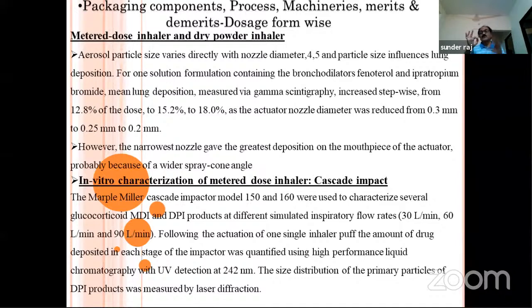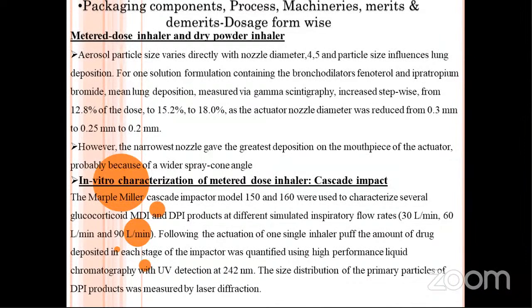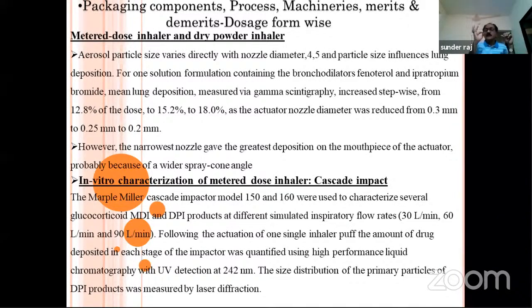Then inhaler characterization is the most important here with this dosage form, because this is a very different dosage form. It's not like other dosage forms. Here you should ensure that the drug particles travel through various parts of the respiratory system and deposit at the targeted site, that is the alveoli. So you should estimate the drug content at every stage: from the mouth, trachea, then bronchi, bronchioles, and then alveoli.